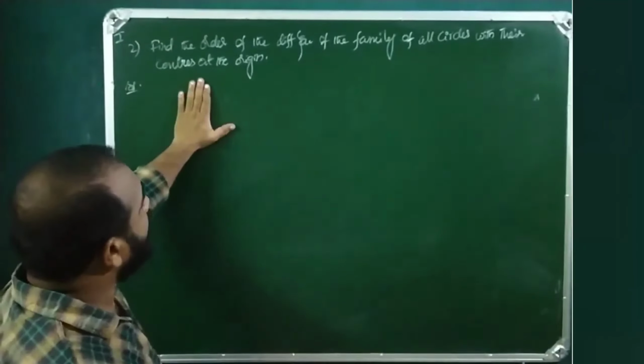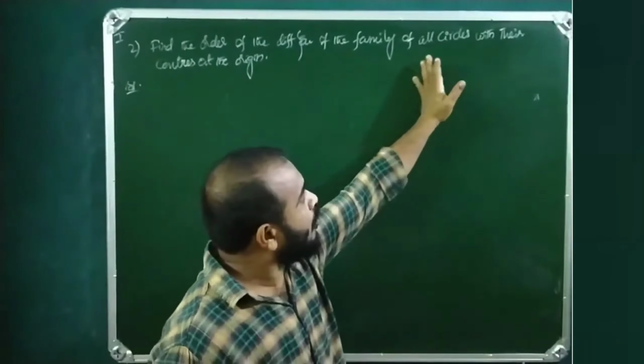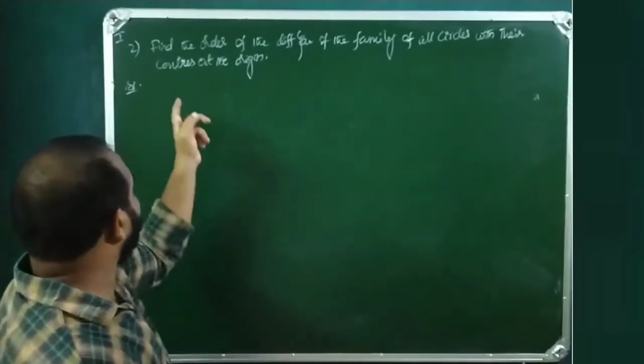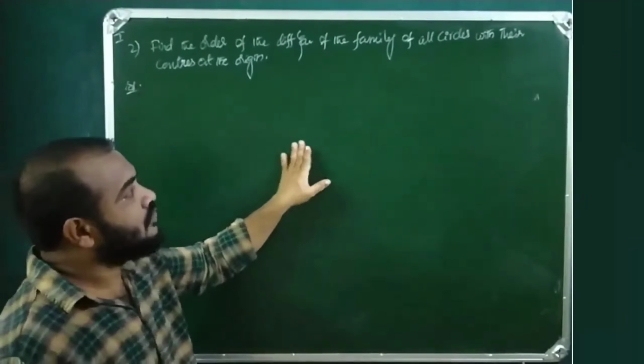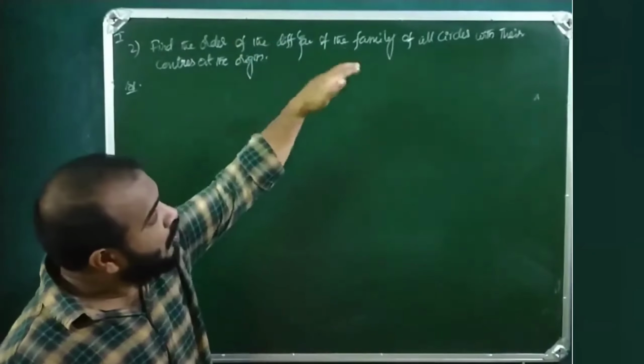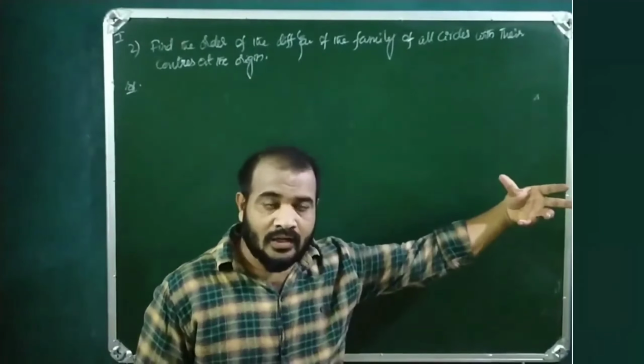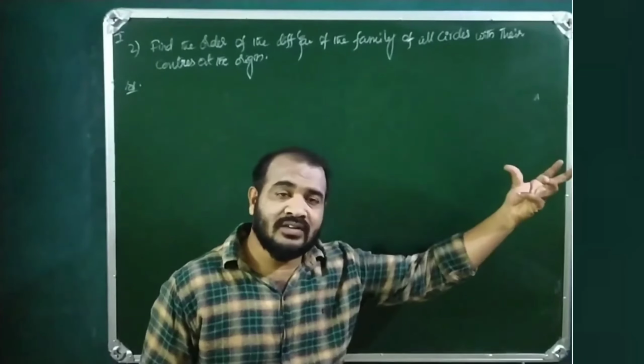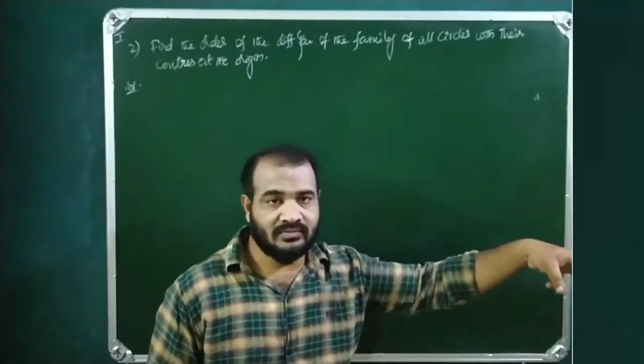Find the order of the differential equation of the family of all circles with their centers at the origin. So that means we need to find the differential equation of the circles which have their center at the origin.